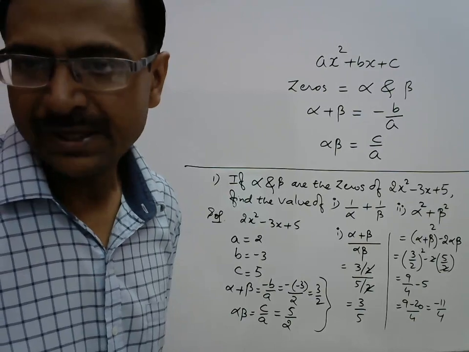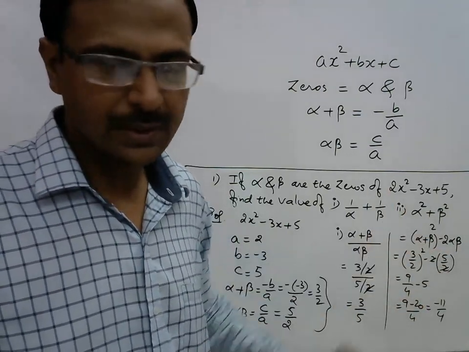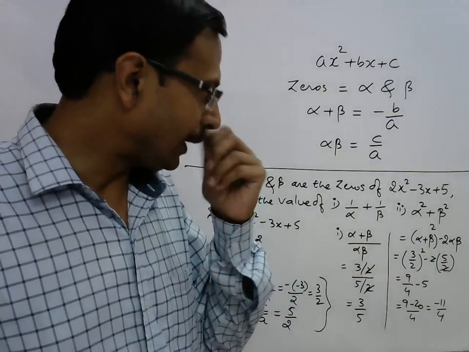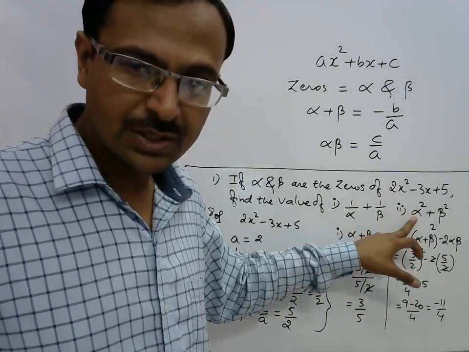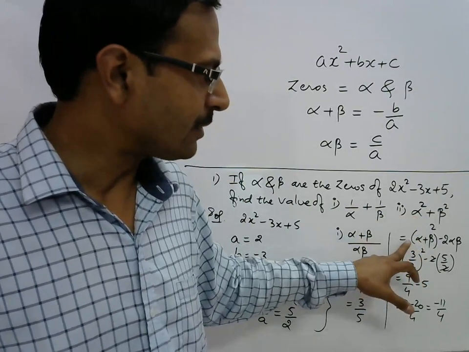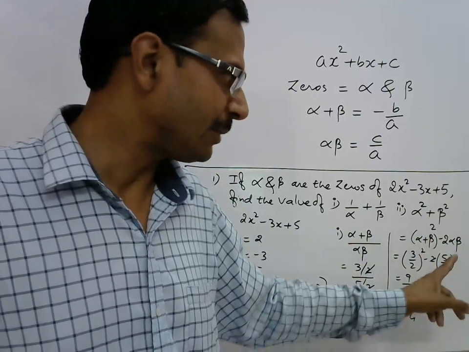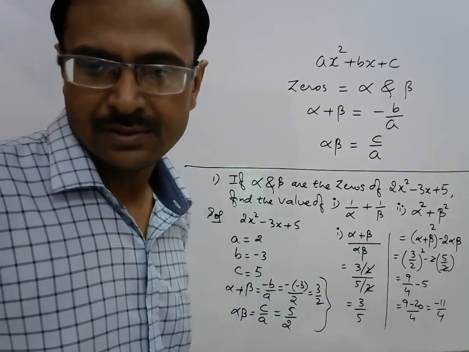Pradeep, you want me to repeat the second part? The first thing is the formula for alpha square plus beta square. Whenever you have to find the value of alpha square plus beta square, you have to derive that value from alpha plus beta whole square. So alpha plus beta whole square minus 2 alpha beta. Now put the values of alpha plus beta and alpha beta here, you get the answer.